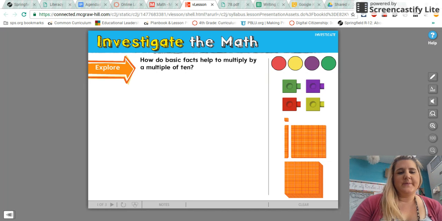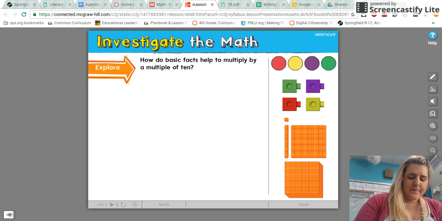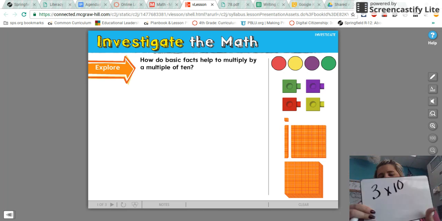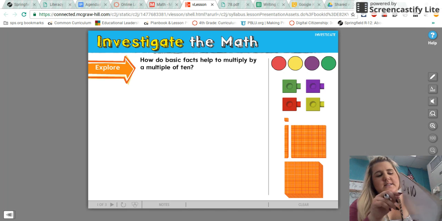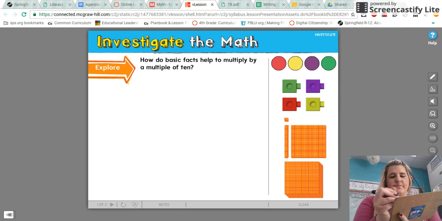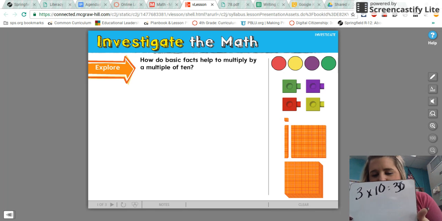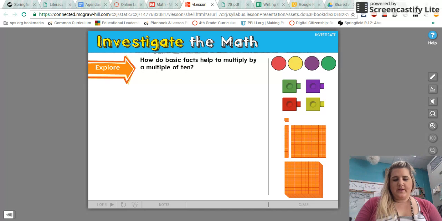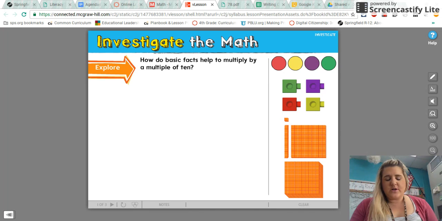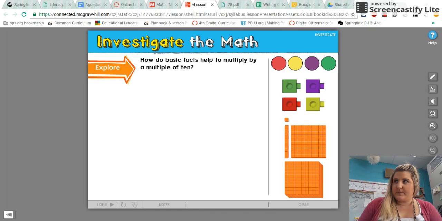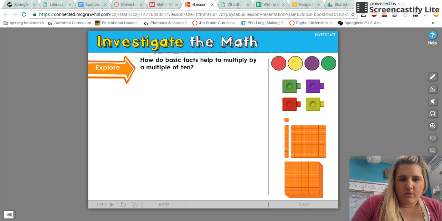If I had, let's see, maybe 3 times 10, you know that the answer is just going to be a 3 with the 0 at the end. That's going to give you 30. Now you can do the same with 3 times 100. You just add that extra 0. We've talked about that several times this year. So we're going to go on.